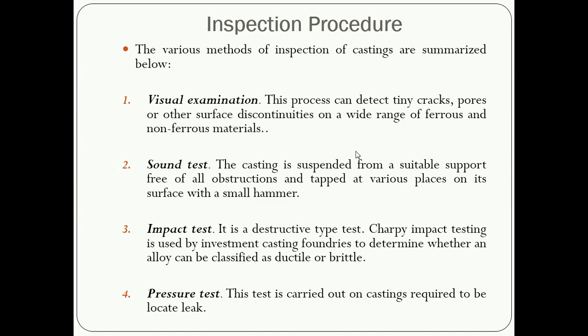Visually the operator has to detect some defects which are present on the surface of casting. Visually you can detect surface porosity, cracks, again oxide scales, adhering sand, metal penetration. All these are the defects you can detect visually. But for visual examination we can also use the 10x magnification lens. This process can detect tiny cracks, pores or other surface discontinuities on a wide range of ferrous and non-ferrous metals.